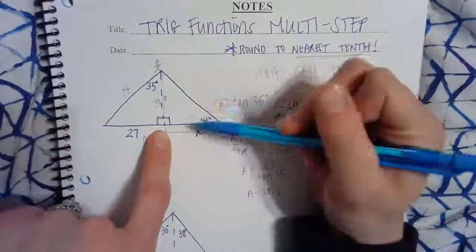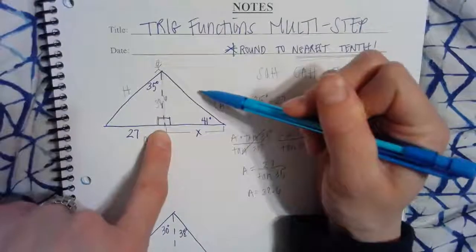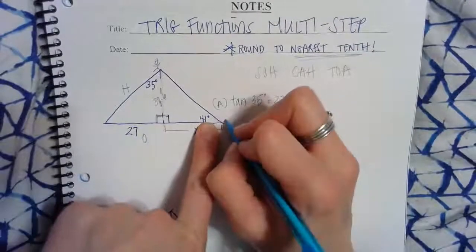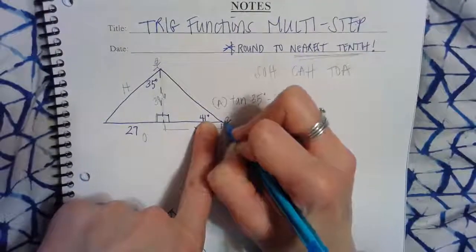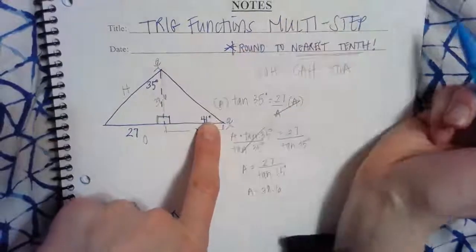So now if we're looking at this cute little triangle on this side, we're going to stand by this degree measurement because that was given to us. Again, you could have solved for this one up here. It's totally fine.